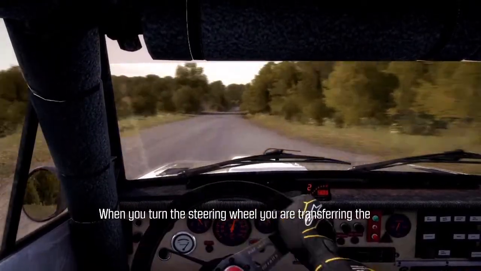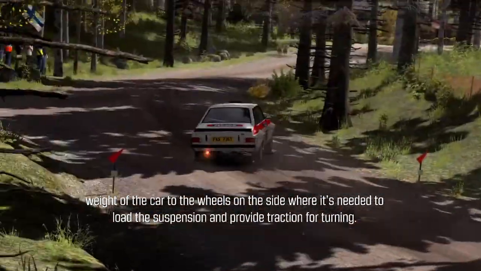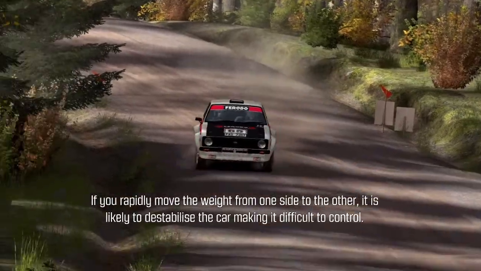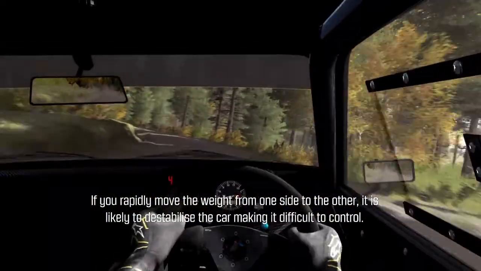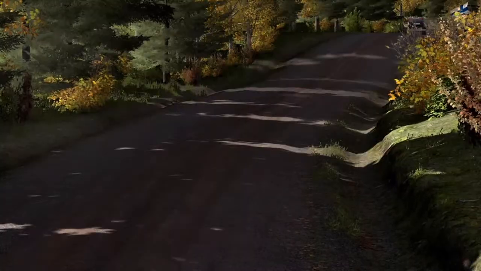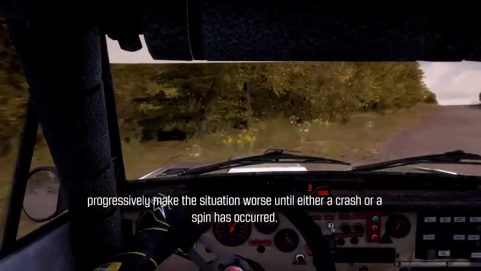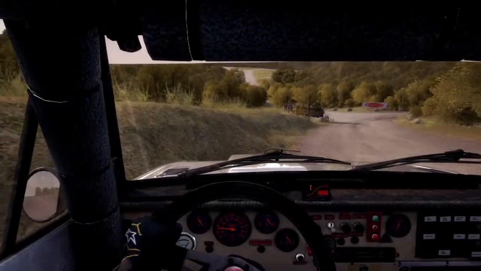When you turn the steering wheel, you are transferring the weight of the car to the wheels on the side where it's needed to load the suspension and provide traction for turning. If you rapidly move the weight from one side to the other, it is likely to destabilize the car, making it difficult to control. Continuing the sawing action on the steering wheel will progressively make the situation worse until either a crash or a spin has occurred.